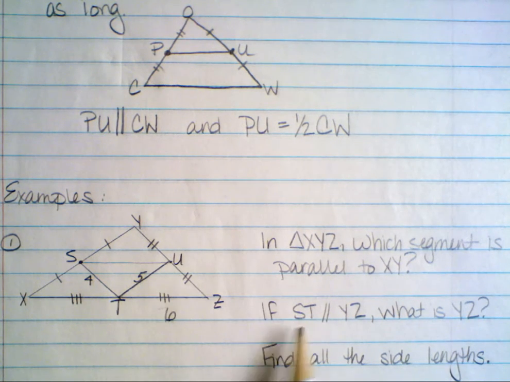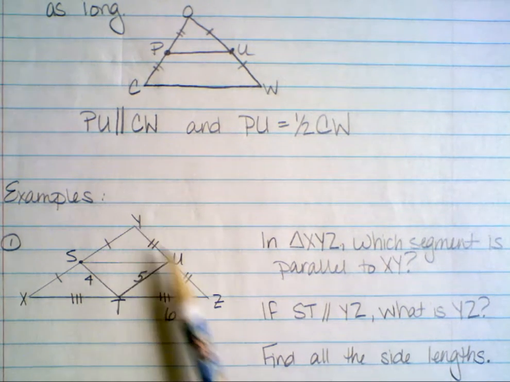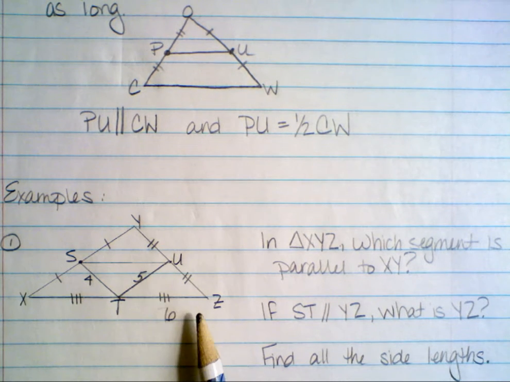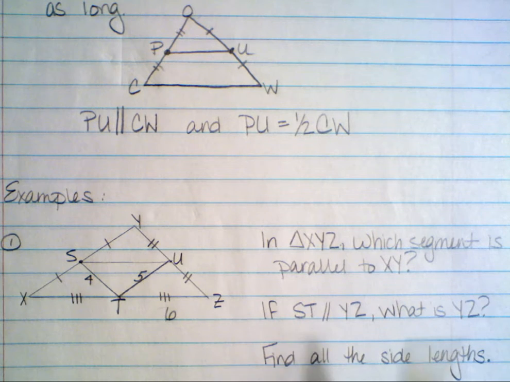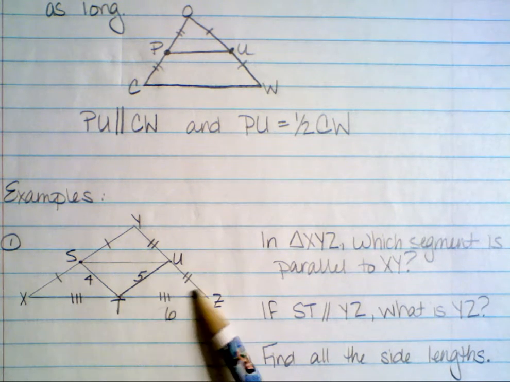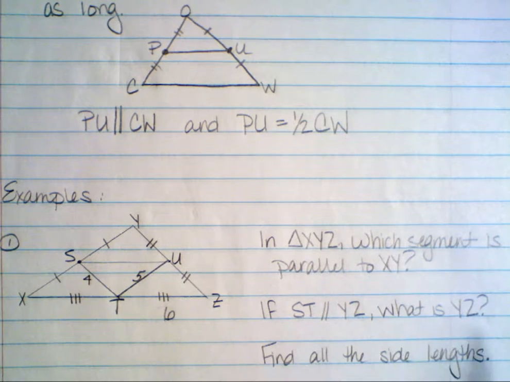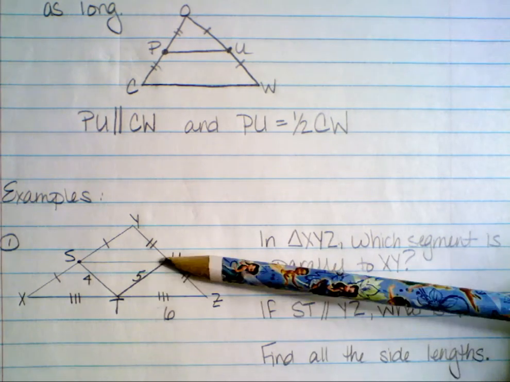And if ST is parallel to YZ, what length is YZ? Because this is the mid-segment, this is the third side. And find all the side lengths. I have given you some here. I want you to find all these missing side lengths of both the big triangle as well as this smaller triangle. That's all using mid-segments, which these three inside pieces are.